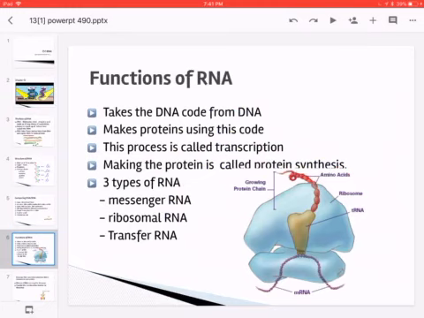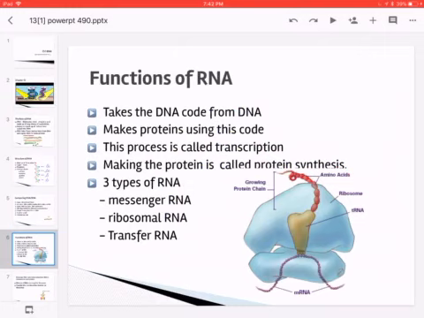Functions of RNA. Basically, as we talked about, RNA is going to take the code from DNA because DNA can't leave the nucleus. That's why it's called messenger RNA, because it takes the code from DNA in the nucleus to the ribosomes. RNA is responsible for making proteins using this code. This process is called transcription.